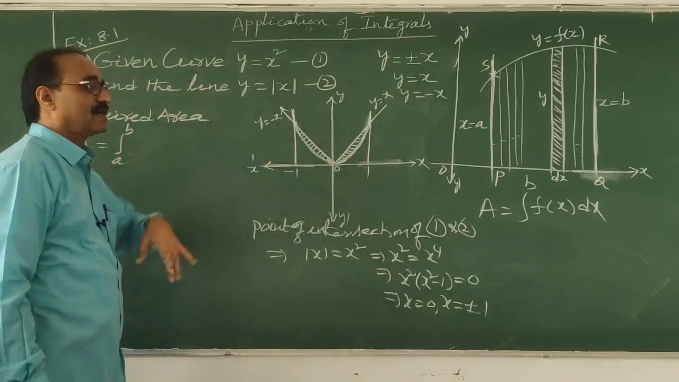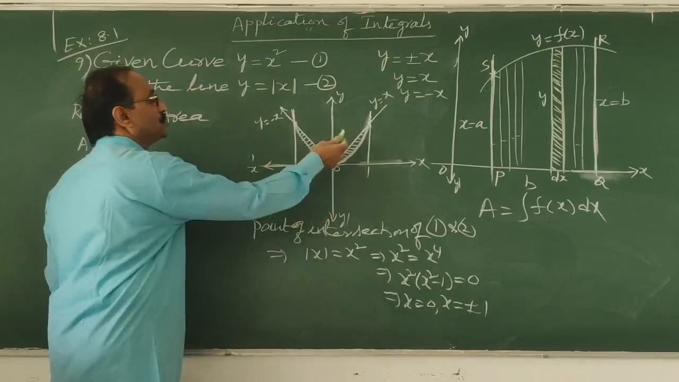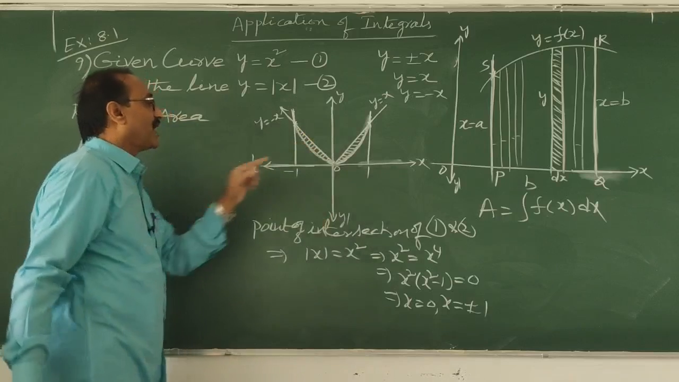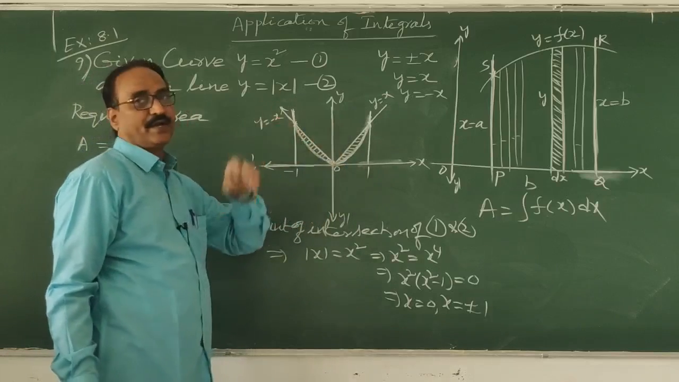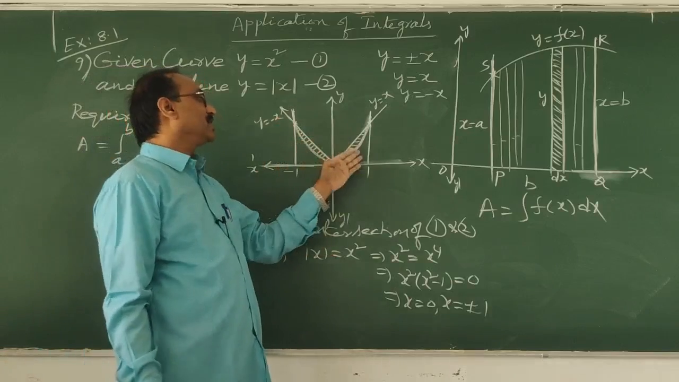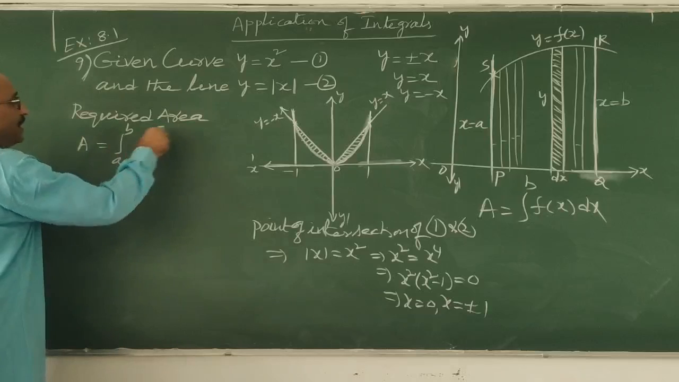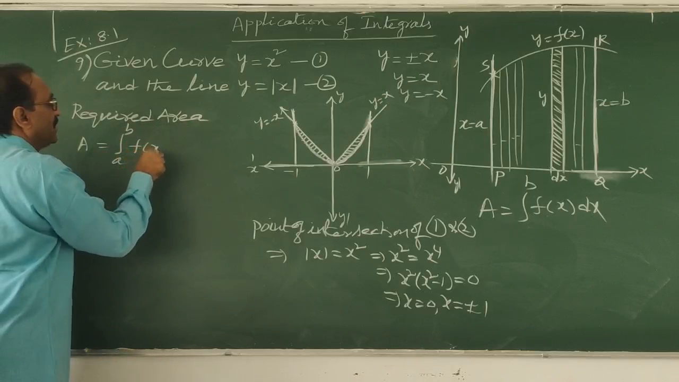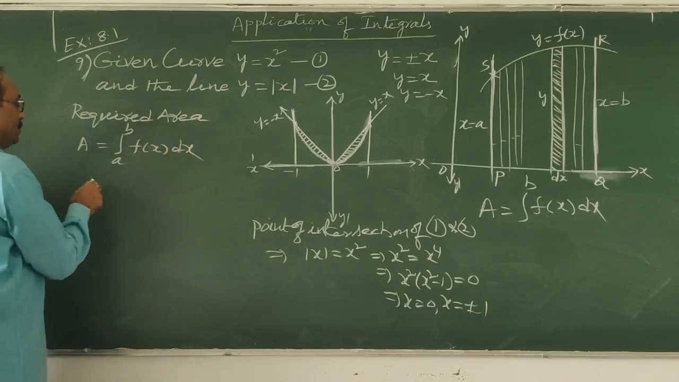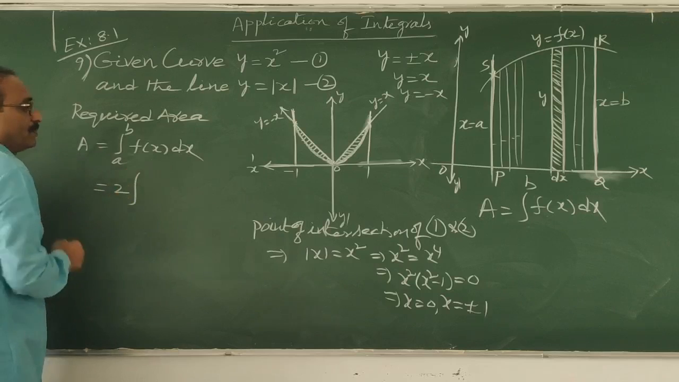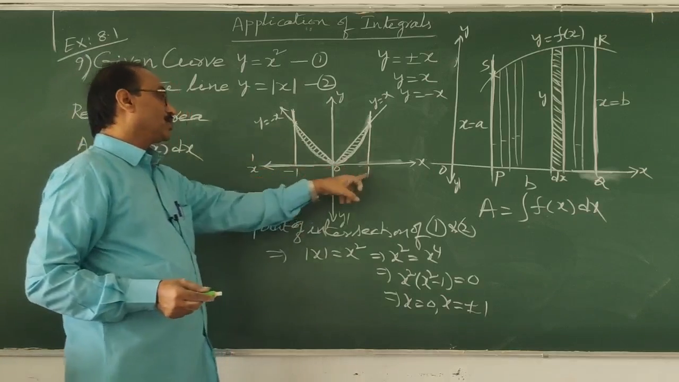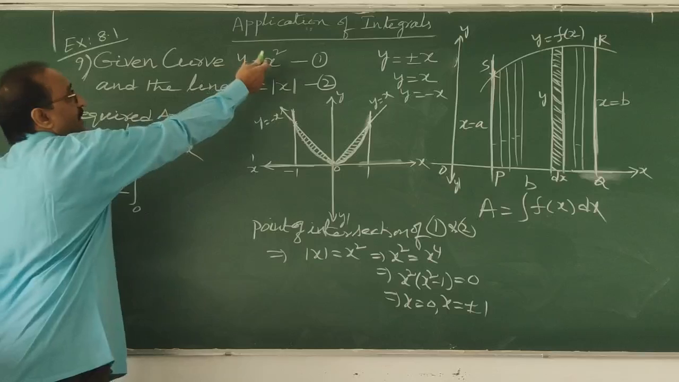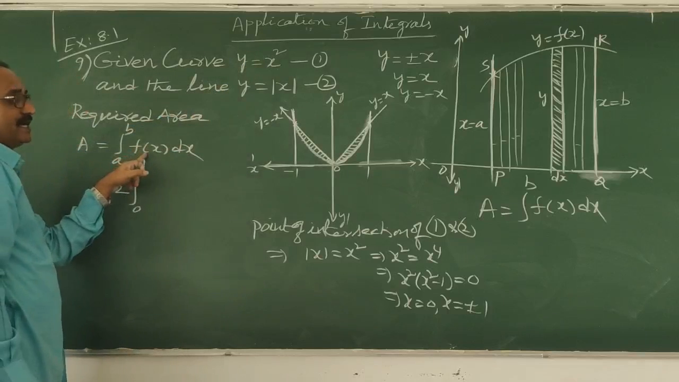Once you see the diagram, it is evident that these two are identical, symmetrical. So if you find the area in between 0 to 1 and multiply by 2, it is nothing but the area of the total. Therefore, required area A is equal to integral A to B, f of x dx. Now this is nothing but 2 into, because symmetrical I said, 2 into integral 0 to 1. So you tell me what is f of x? F of x means here y dx.